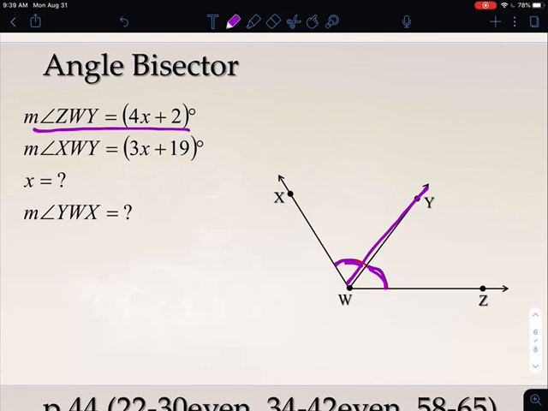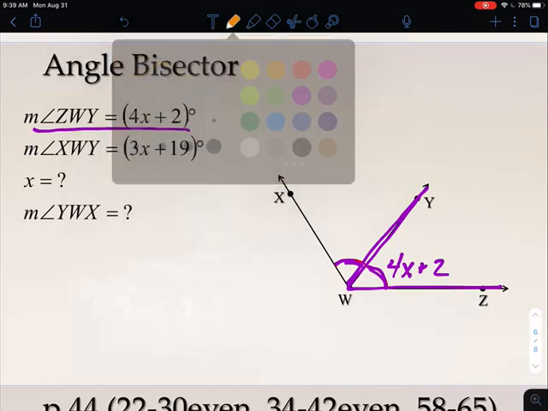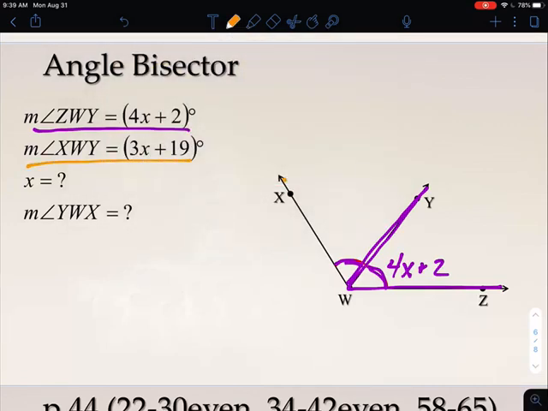So ZWY has a measure of 4x plus 2. So Z to W to Y is 4x plus 2. And then they also give me another angle here, XWY. So if I trace those letters, X to W to Y, that's 3x plus 19. Well, since I know that this WY is an angle bisector because of the two markings here, I know that these two angles have to be identical. So I can take 4x plus 2 and set it equal to 3x plus 19.